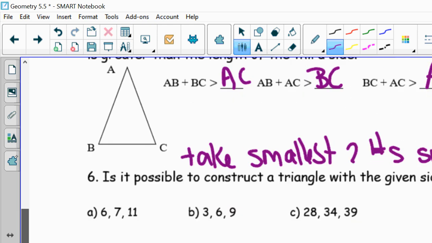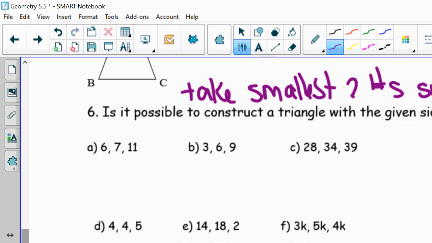Right? So on A, it says 6, 7, and 11. If I take the smallest two of those, 6 and 7 are the smallest. So is 6 plus 7 greater than 11? So what is 6 plus 7? 6 plus 7 is 13. 13 bigger than 11? Yes. So yes, 6, 7, and 11 will make a triangle.